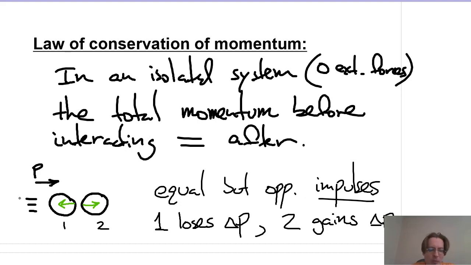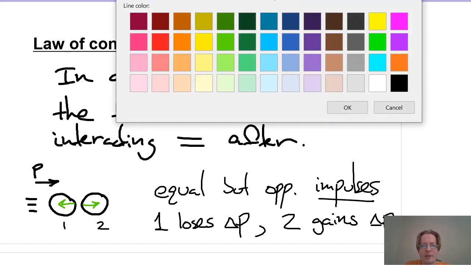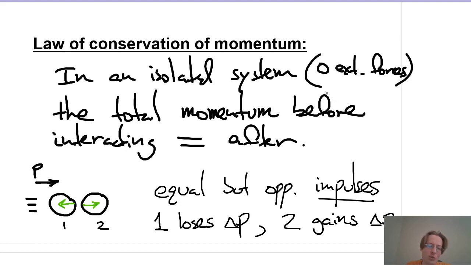It's like ball number 1 loses $5, but ball number 2 gets the same $5. Overall, it's just an exchange of momentum. So that's how the law of conservation works. One object loses it, and the other object gets this exact same amount.